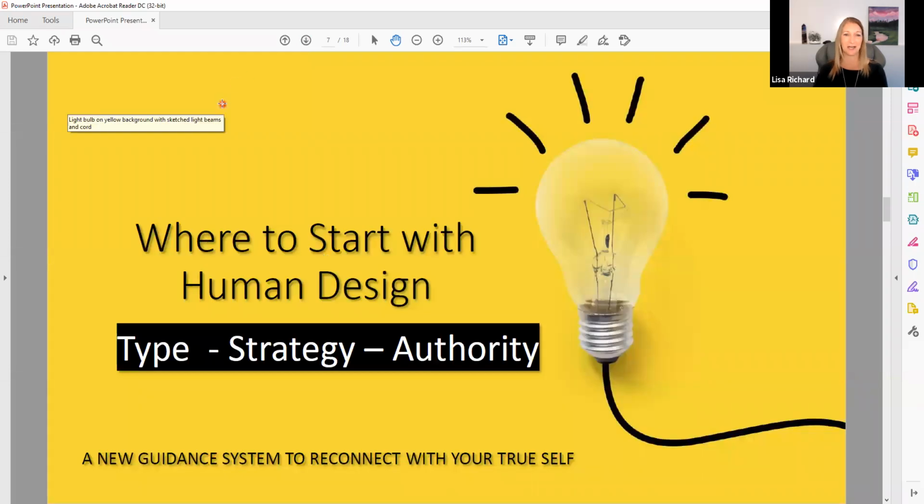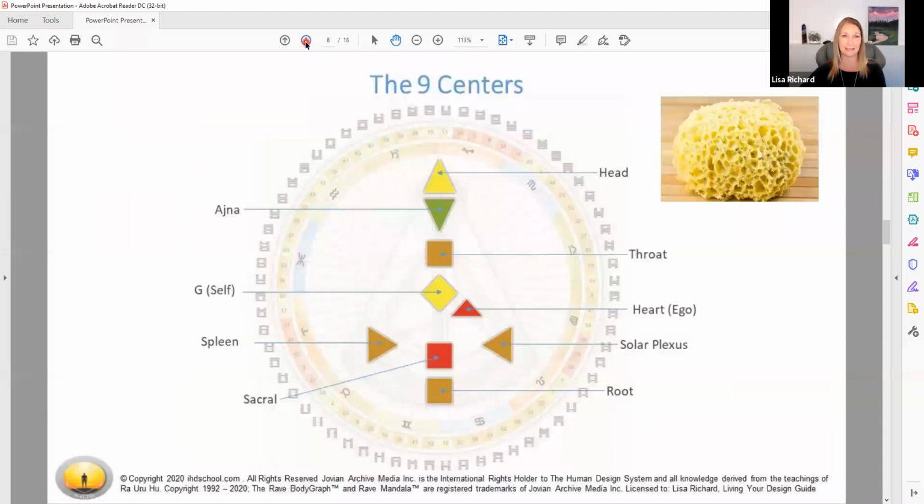So where do we even start with human design? It starts with knowing about your type, your strategy, and your authority. Those are all found for you within your human design chart. There's a link in this webinar if you haven't run yours, where you can go ahead and calculate a chart for yourself. You can calculate charts for your family members and anybody else within your immediate environment that you might just be curious about.